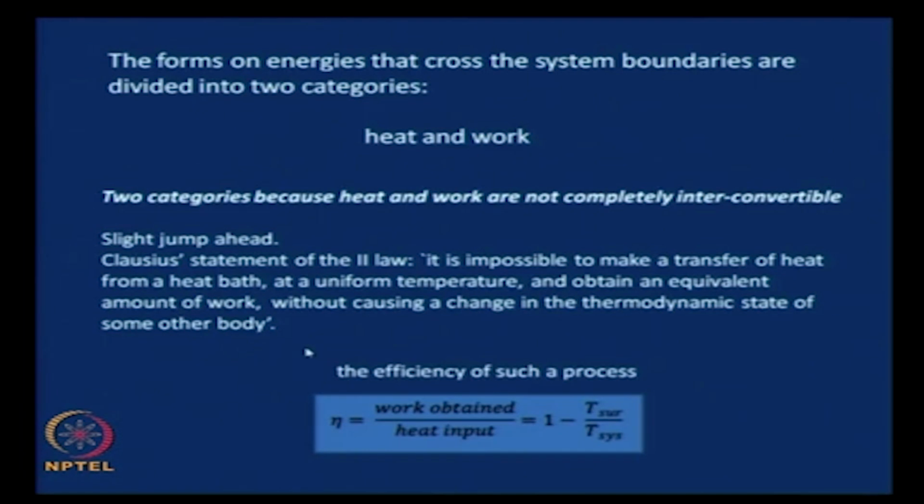The efficiency of such a process is given by work obtained by heat input, and you would have already seen in the previous classes that it can be related to 1 minus the ratio of the surroundings temperature to the system temperature. The efficiency can reach 1 only when the surrounding temperature is 0 Kelvin. If you recall, these temperatures are in Kelvin, and reaching 0 Kelvin is impractical, and therefore it is impossible to completely convert heat into work, and that is the reason we need to consider them as two separate quantities.